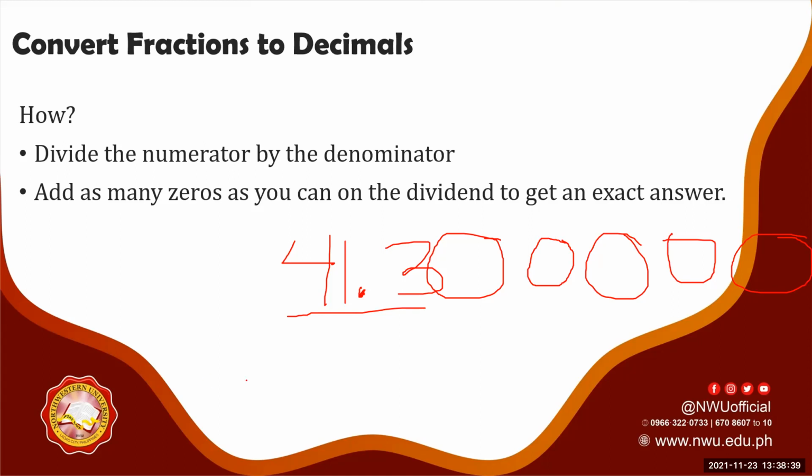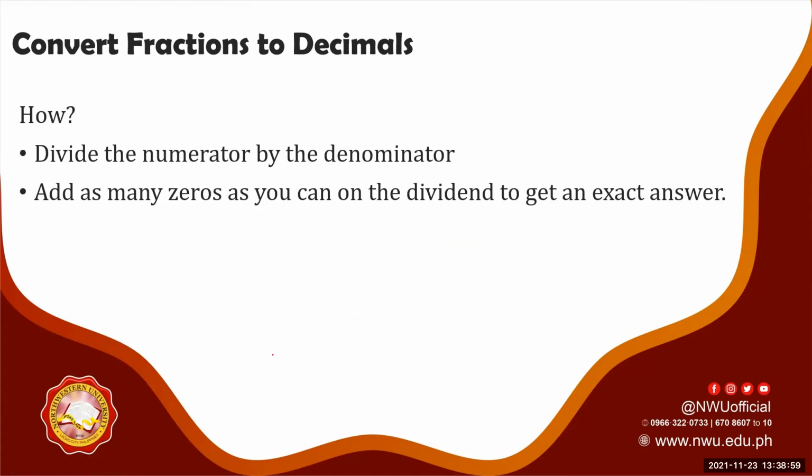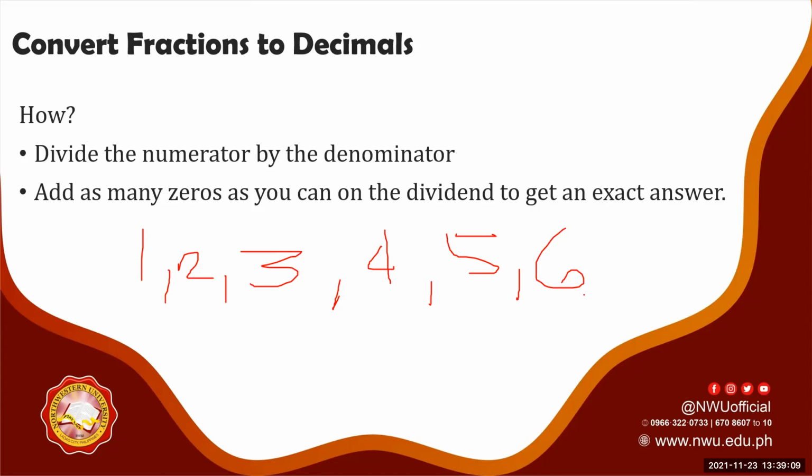Another property that you should remember, for you to understand our discussion for today, is our theorem that says that all whole numbers are decimals. So what are the whole numbers? Our whole numbers, if you can still remember, are the numbers starting from 1 until positive infinity. All of these are whole numbers, and our theorem says all of these are considered to be decimals.